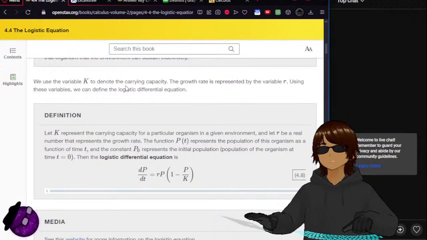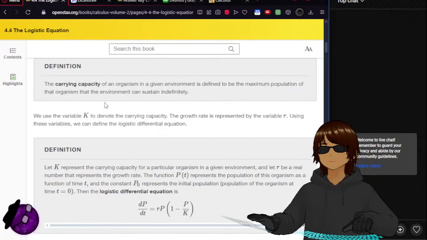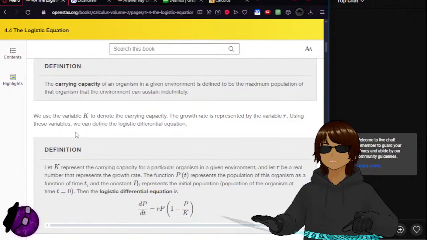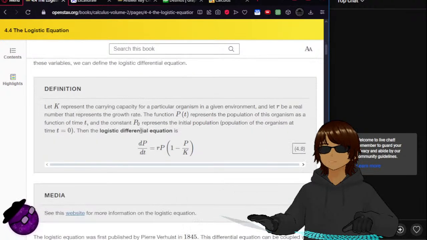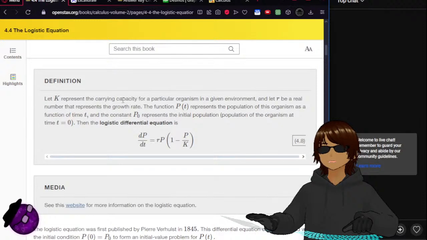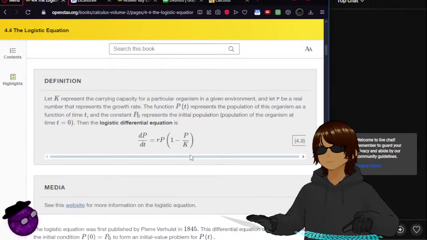We use the variable K to denote the carrying capacity. The growth rate is represented by the variable r. Using these variables, we can define the logistic differential equation. Let K represent the carrying capacity for a particular organism in a given environment, and let r be the real number that represents the growth rate. The function P(t) represents the population of this organism as a function of time. The constant P0 represents the initial population of the organism at time t equal to 0. Then the logistic differential equation is dP over dt equal to rP times (1 minus P over K).